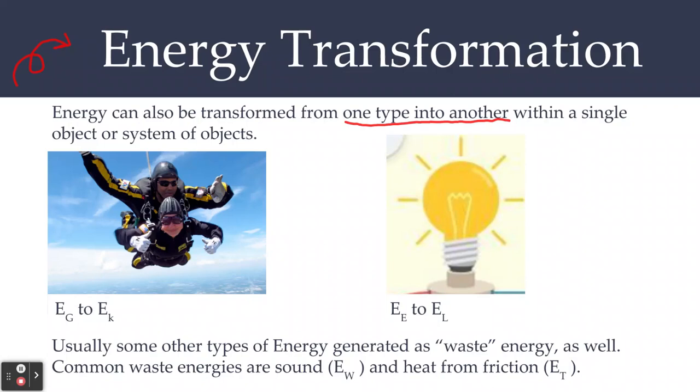And now, important to note, we also have some other types of energy that are generated as waste energy. We talk about waste energy as the energy types that we don't necessarily want to get from the system, but are kind of always happening. So one of those that is often considered a waste energy is sound. Think about the buzzing sound in those light bulbs, or the whoosh of those skydivers falling as the air is moving past them. And heat from friction is the other waste energy.